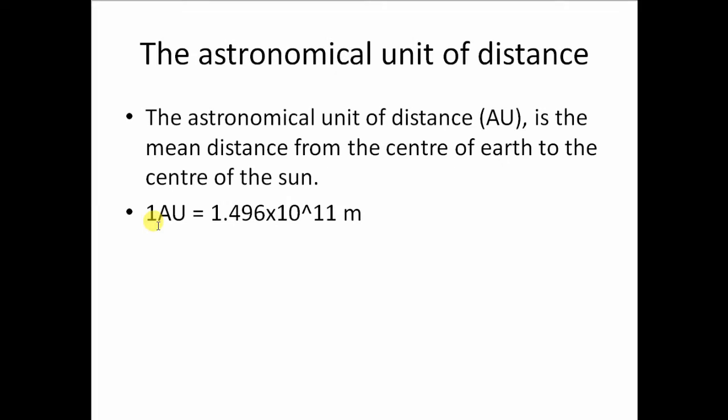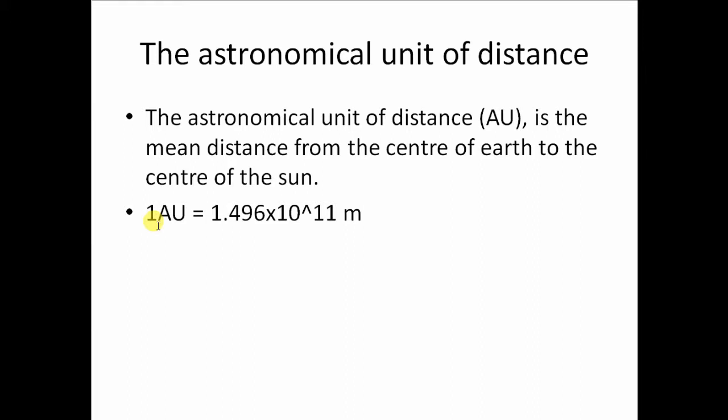So the first distance we are going to look at is the astronomical unit of distance, otherwise known as AU, and this is the mean distance from the centre of the Earth to the centre of the Sun. As you know, the Earth has an elliptical orbit about the Sun, so basically we take an average of all the distances over time, and that gives us one astronomical unit. And this is approximately equal to 1.496 times 10 to the 11 metres, so pretty long. I mean, I wouldn't want to walk that far.